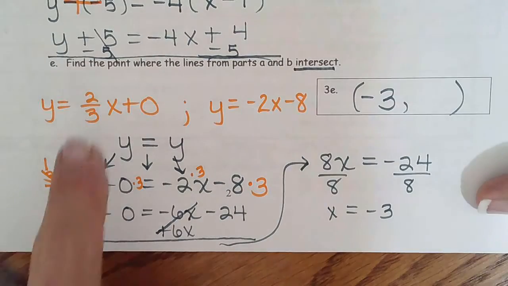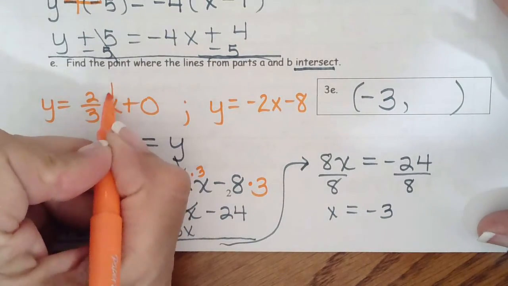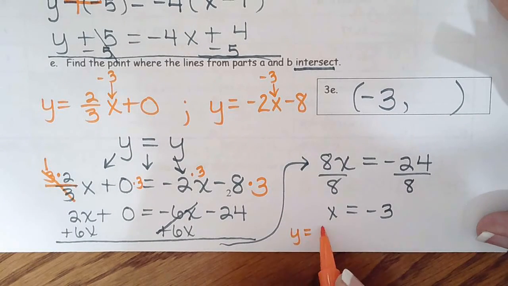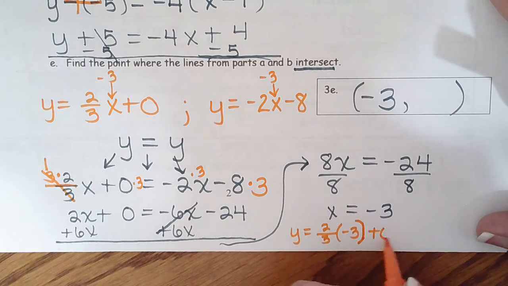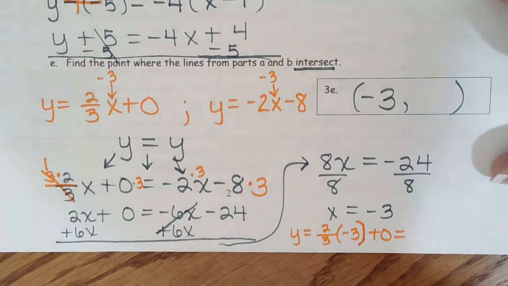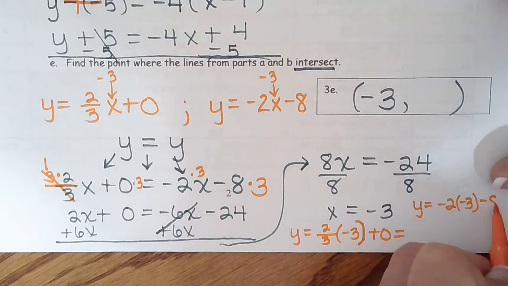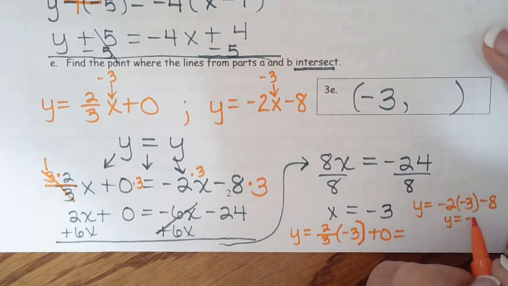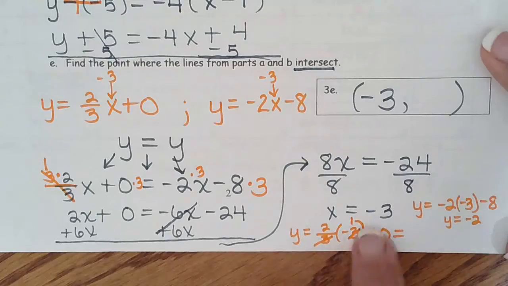And remember how I said if you plug it into both equations, then you've just done your check and you don't have to check later. So let's write it out for both equations and check it. So we're going to put negative 3 here and negative 3 here. So y equals 2/3 times negative 3, plus 0. So what does that give us? And then for the other one, we're going to do y equals negative 2 times negative 3 minus 8. So this is 6 minus 8. This is going to give us negative 2. We can do that one in our head, and we can really do this one in our head too, right? 3's cancel, so 2 times negative 1 is negative 2.